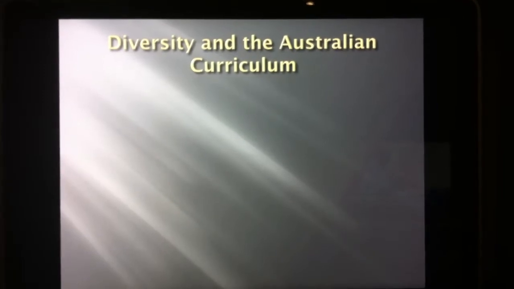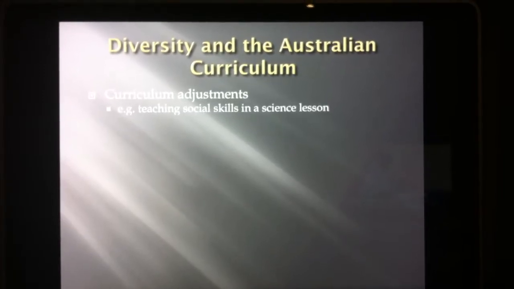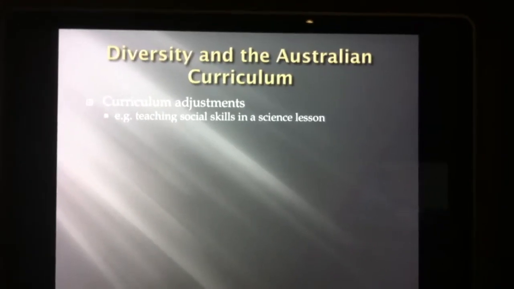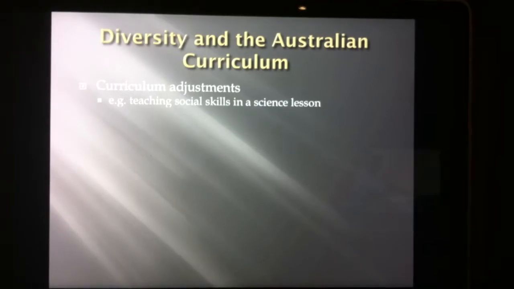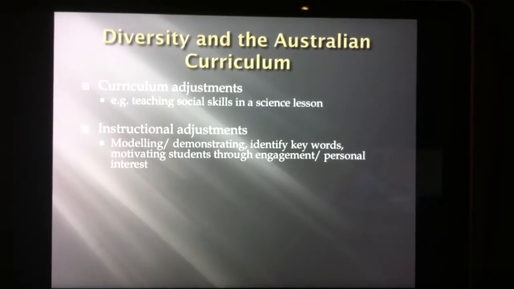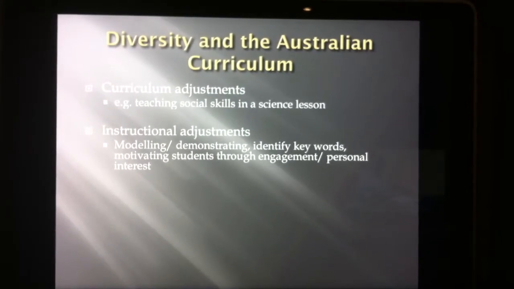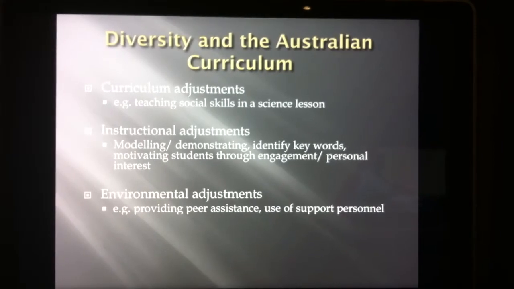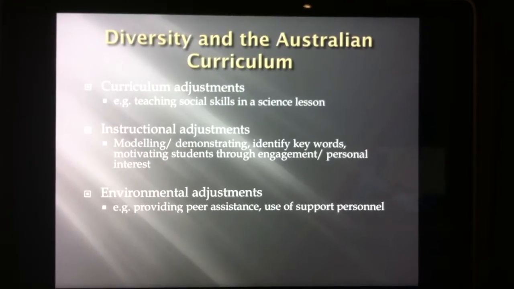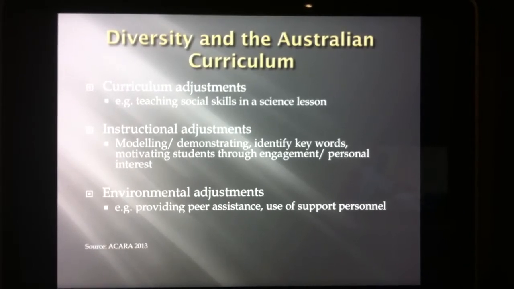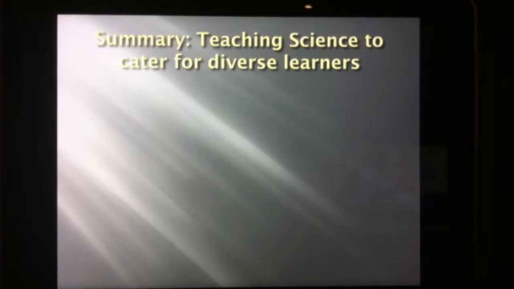Diversity in the Australian curriculum. Specifically, there's 3 different ways that we can diversify our science lessons as teachers. One is by making curriculum adjustments, for example, teaching social skills in a science lesson. Another is using instructional adjustments by modelling and demonstrating and identifying keywords, as I did in my sinking or floating lesson. And finally, environmental adjustments, for example, by providing peer assistance or use of support personnel.